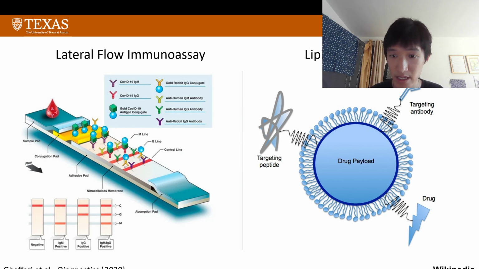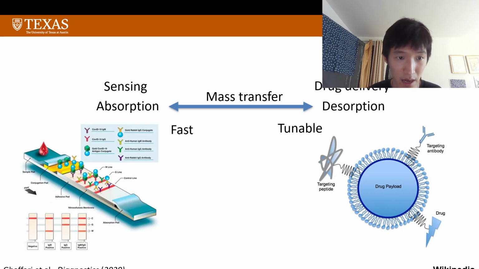And on the right is the lipid particle drug carrier, which carries the mRNA vaccines and releases into the human body at a moderate release rate. So for both systems, either for sensing or drug delivery, they both require a mass transfer process in the opposite direction. For the sensing, a fast reaction rate, or absorption rate, is always preferred, so that you can get the result in a shorter time.